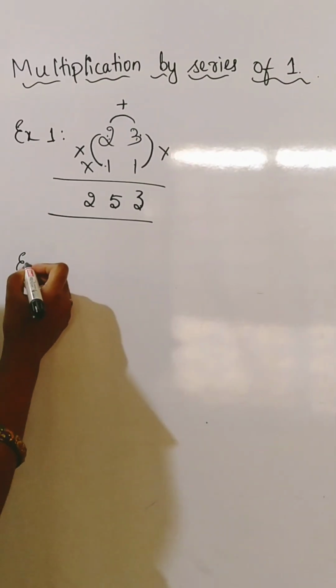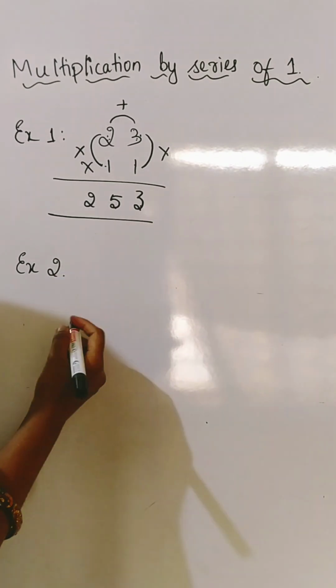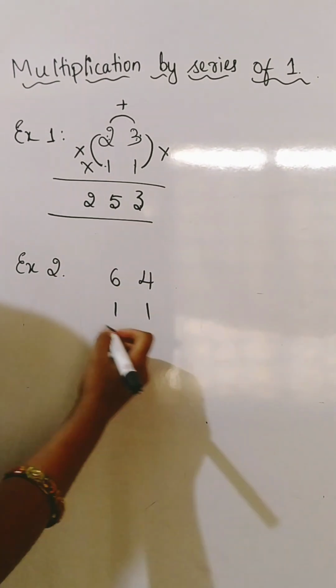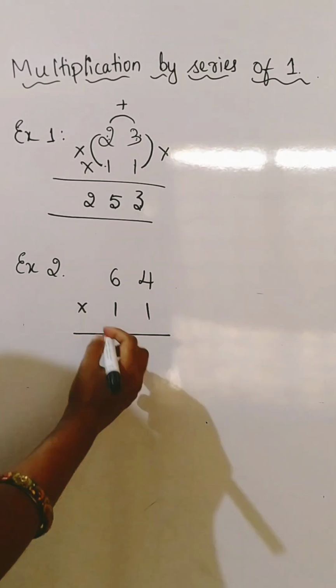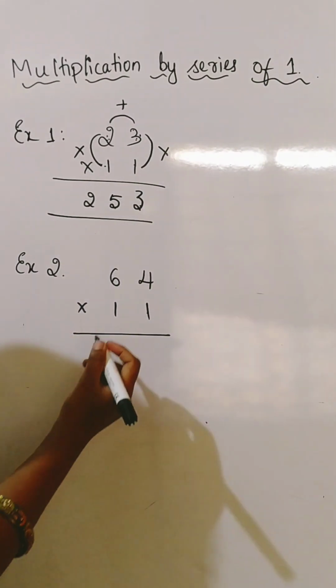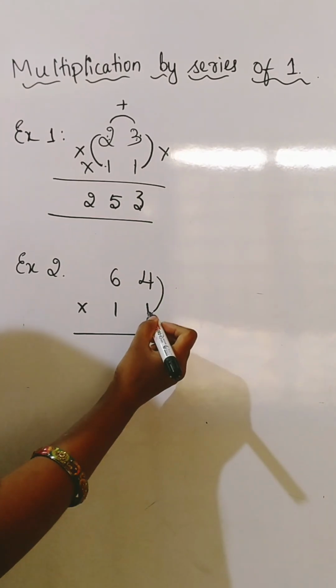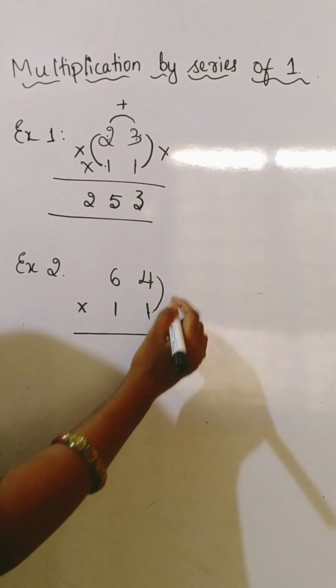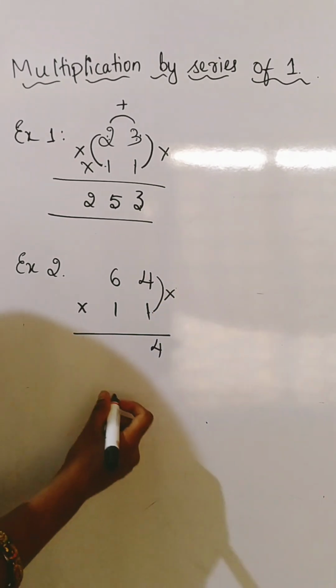Then example number 2: 64 into 11. 11 in a sense is a series of 1. Don't get confused. 4 ones are 4. These two numbers you have to multiply.